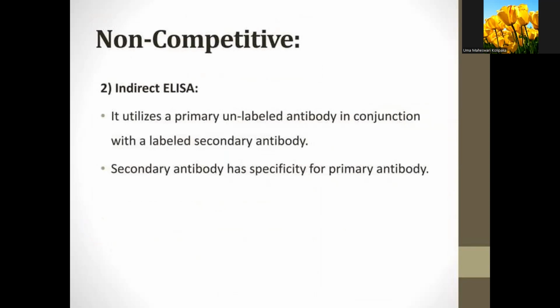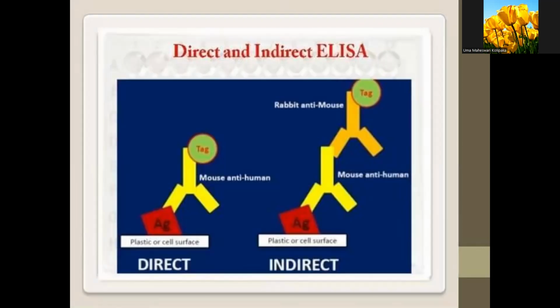And indirect ELISA utilizes a primary unlabeled antibody in conjugation with a labeled secondary antibody. The secondary antibody has specificity for the primary antibody. So direct and indirect ELISA, here we can observe.